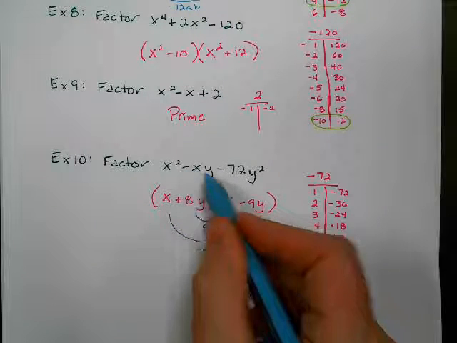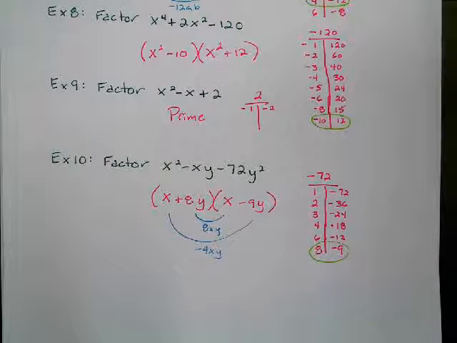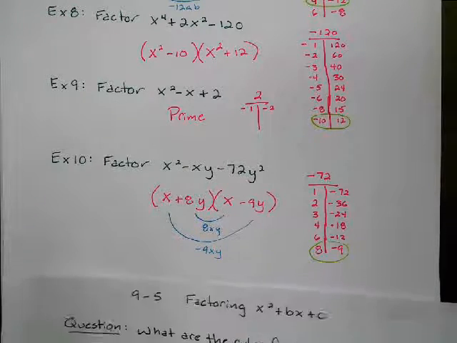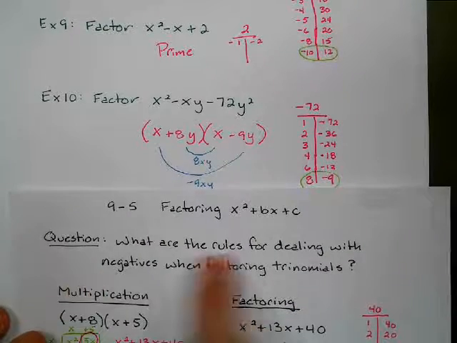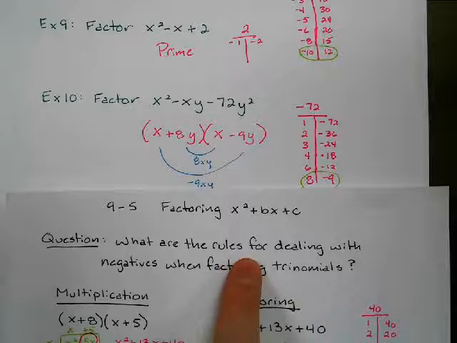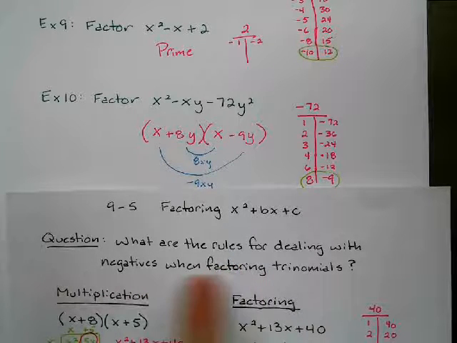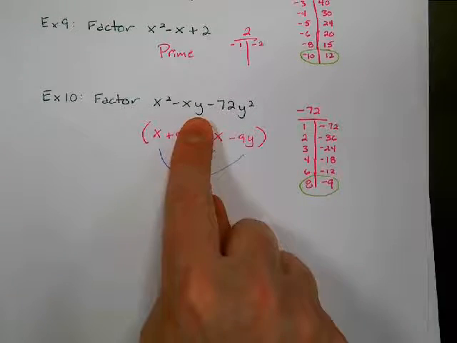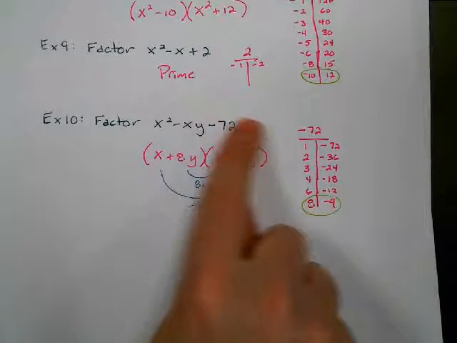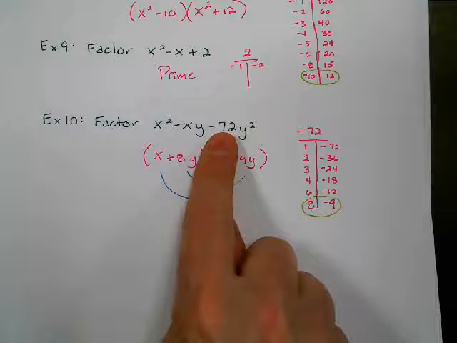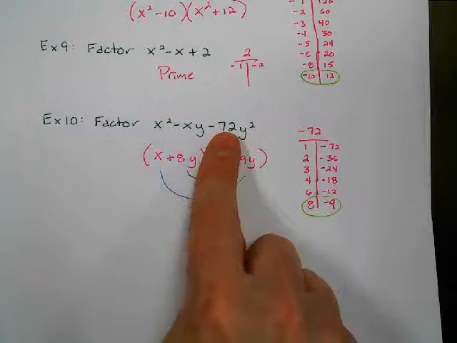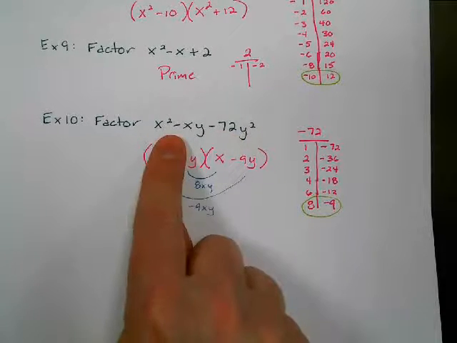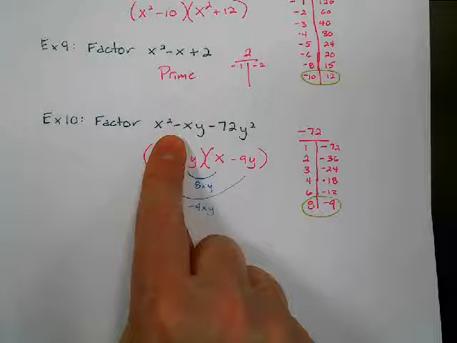The end. Do not forget to write down your summary, which is, what are the rules that we talked about when we have negatives and we're factoring these trinomials? Okay, there were negatives here in this problem. So this last number was negative. Remember we said, well, if this last number is negative, one has to be positive, one has to be negative. And if this middle number is also negative, then the biggest number has to be a negative number. So those are the types of rules that we talked about.